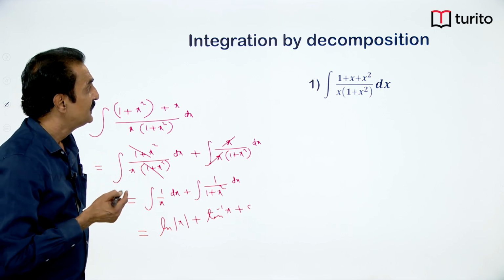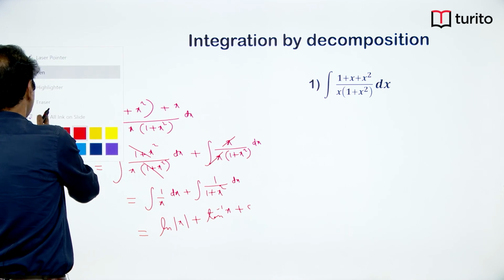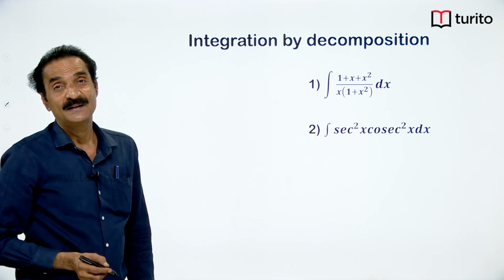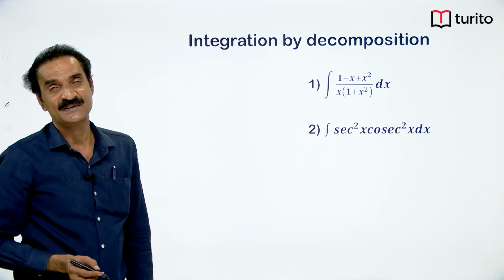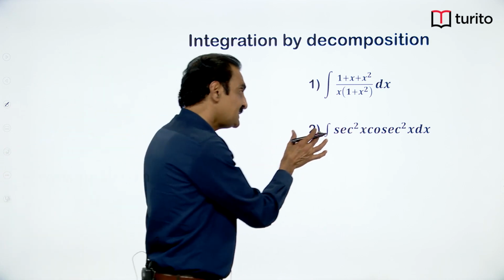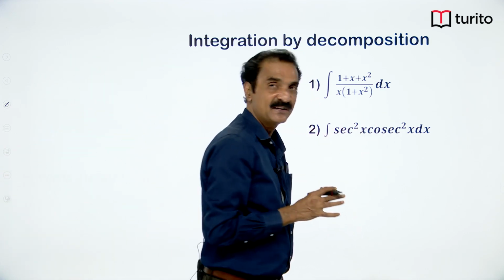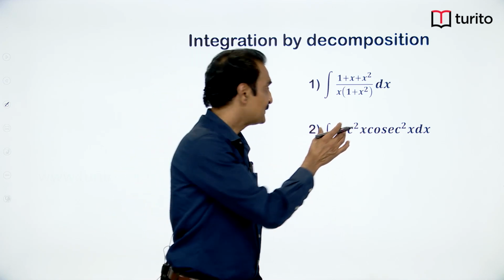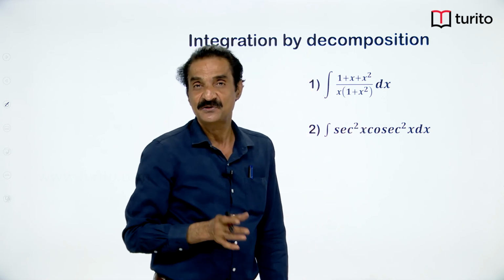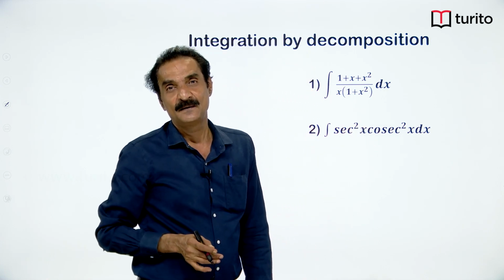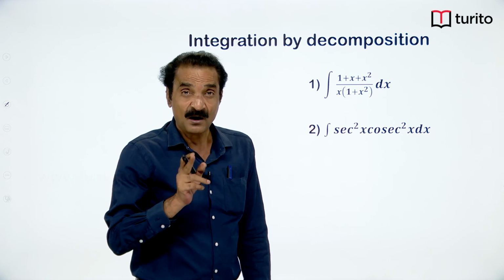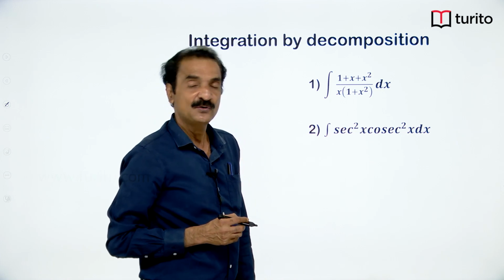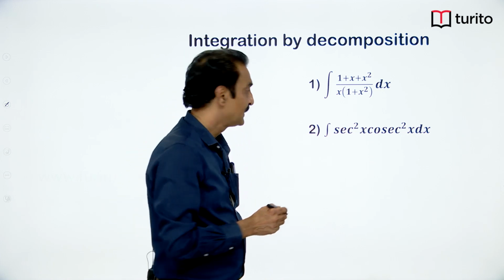Okay. Now, proceeding to the second question. Integral secant square x cosecant square x. We know the integral of secant square x, we know the integral of cosecant square x separately, but as we discussed, we cannot directly substitute the integrals of secant square x and cosecant square x when it is a product. It can be done only for sum or difference.